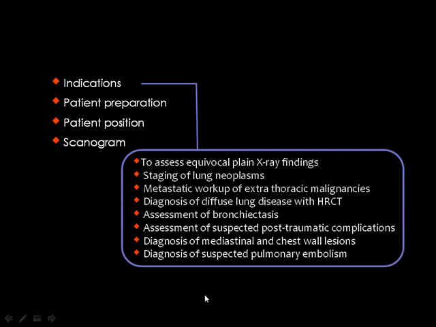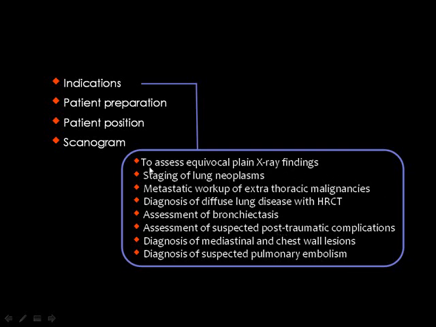We start with the indications for CT scan of the chest, and they are a lot. But the most important indication is to assess an equivocal plain X-ray finding. As you have seen from the first talk, there are a lot of conditions where you need the help of CT in order to identify the margin of the lesion, to see the content of the lesion, to confirm the presence of calcium, and so on.